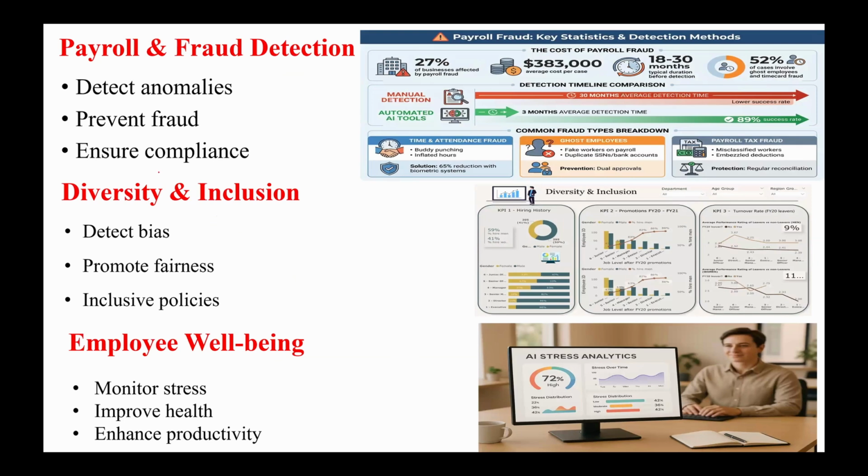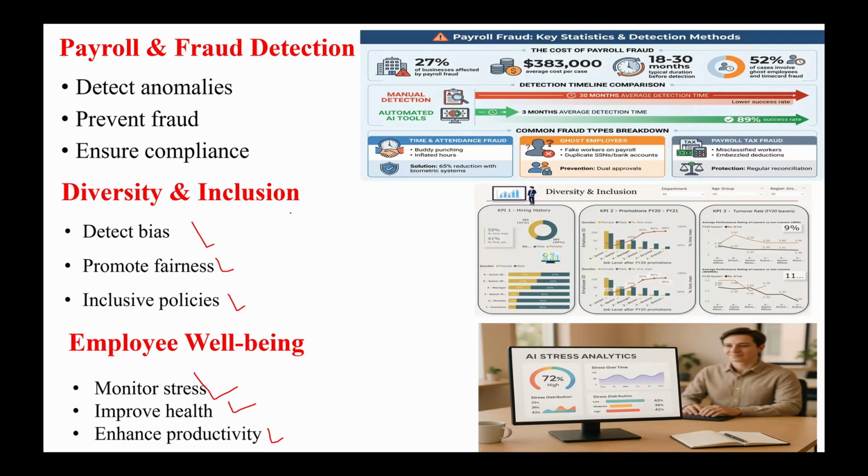Now, the last one is payroll fraud detection. Then diversity, inclusion, and employee well-being. Suppose an employee has stress. Suppose Professor Datta has too much stress today. You can do an analysis to measure your stress level. Once you measure the stress level, what will you do? You can do yoga and meditation, and your stress level will decrease. So that is called monitoring stress level, improving health quality, and enhancing productivity. Diversity and inclusion is nothing but detecting bias, promoting fairness, and inclusive policy. So these are the different types of applications as far as deep learning is concerned.